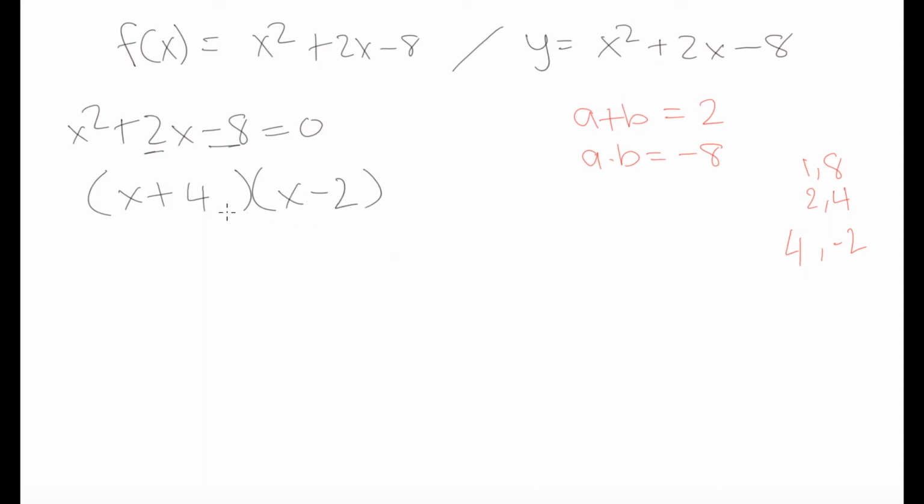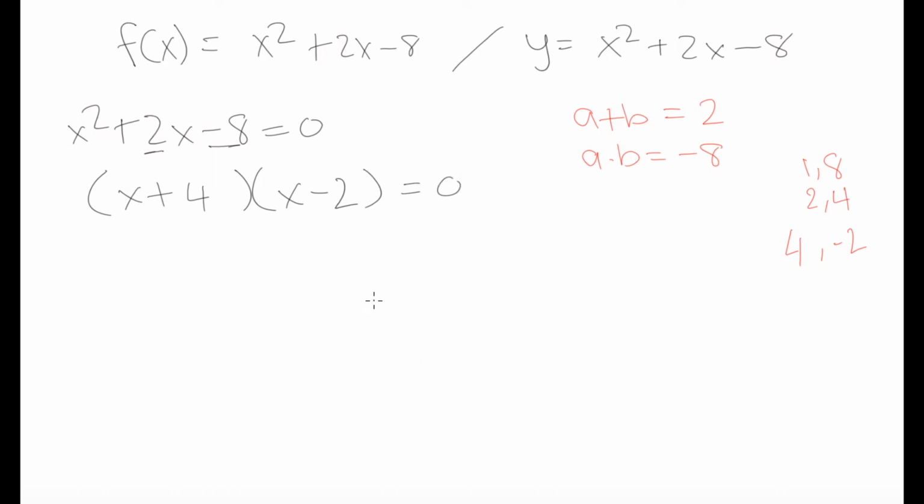And remember, whenever you factor like this, you can always check that you factored correctly by expanding everything out and seeing if you get your original expression. So if we were to expand this out, you'll find that we are going to get x squared plus 2x minus 8. So this has been factored correctly.